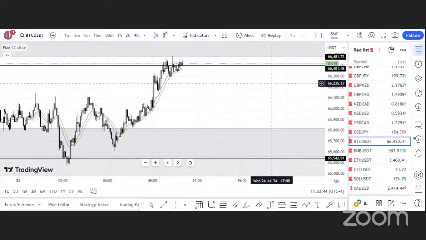And guys, please make sure to always check your open positions. And if you are making profit, make sure to close your position. Don't wait until the market goes to TP.